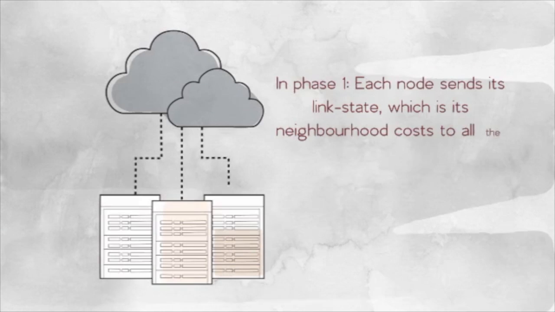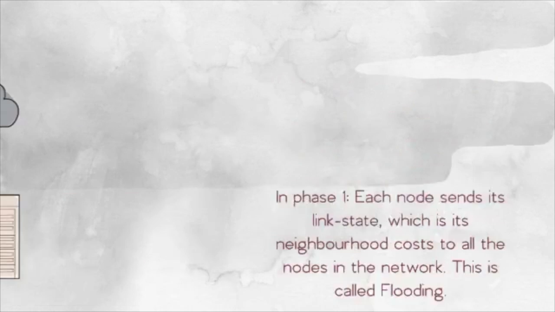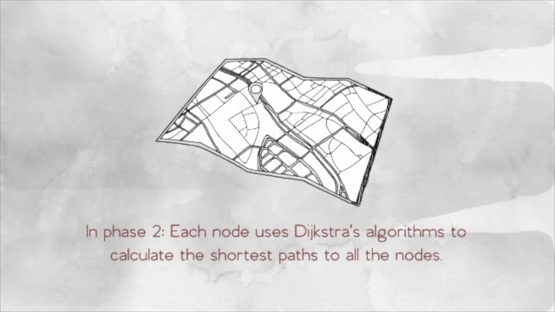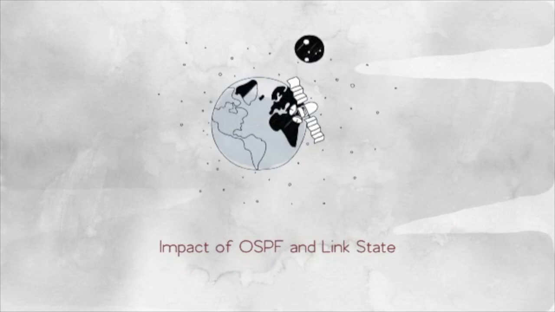In phase 1, each node sends its link state, which is its neighborhood costs, to all the nodes in the network. This is called flooding. In phase 2, each node uses Dijkstra's algorithm to calculate the shortest paths to all the nodes. Now let's see its impacts.